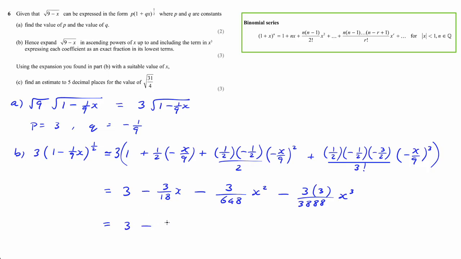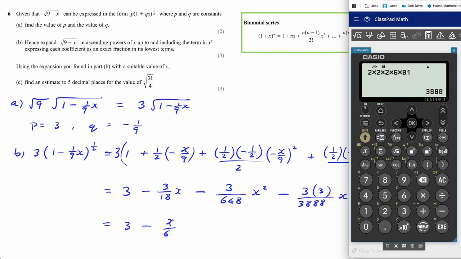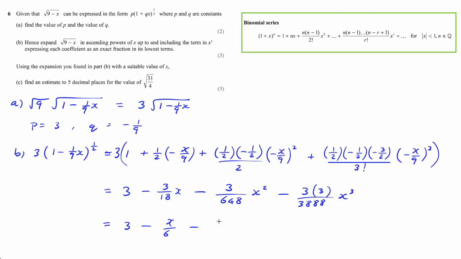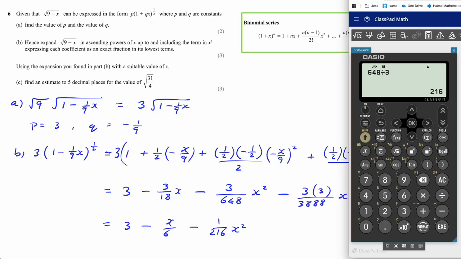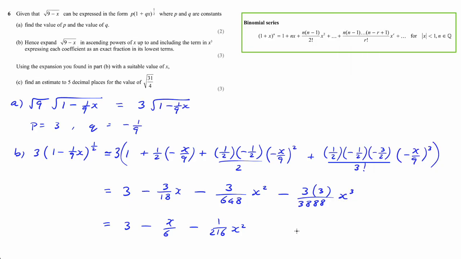So that would be x over 6. That is correct. 3 over 648. Let's just do that quickly, guys. 648 divided by 3 is 216. Yeah, so that's minus 1 over 216 x squared. And then 9 over 3888. 9 divided by 3888 is 1 over 432, which is actually wrong, guys.